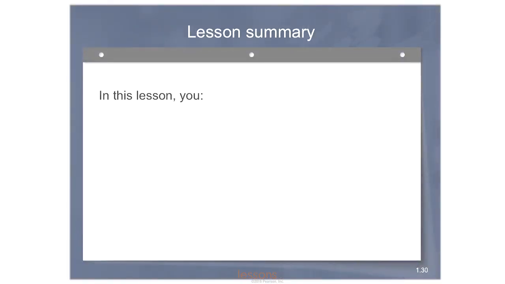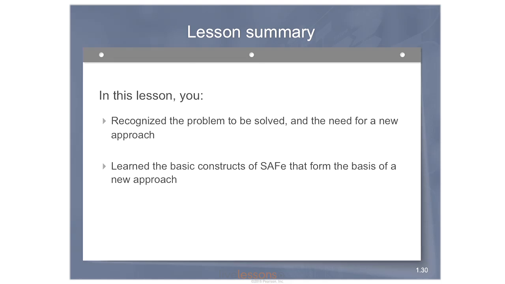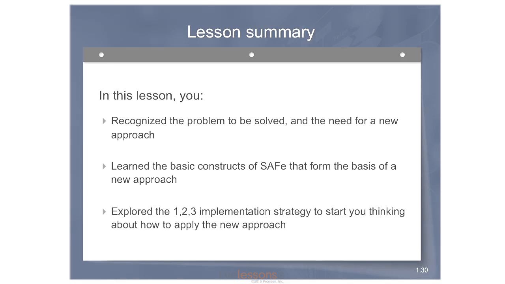So that wraps up lesson 1. And my hope is that in this lesson, you recognize the problem to be solved and the need for a new approach. We certainly talked about that. We introduced you to the basic constructs of SAFe. We'll have a lot more time in this course to go through those in depth, but I just wanted to get you roughly familiar with the levels and some of the roles and responsibilities in SAFe and what it is as a website. And we explored the 1, 2, 3 implementation strategy. Not a complete overview, but at least enough to get you started thinking about how to apply the new approach. So that's it for lesson 1. Let's move on to lesson 2.